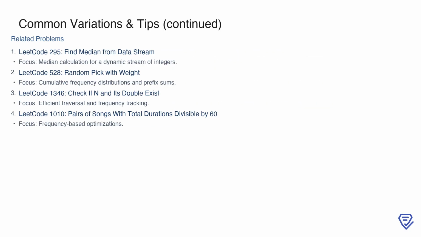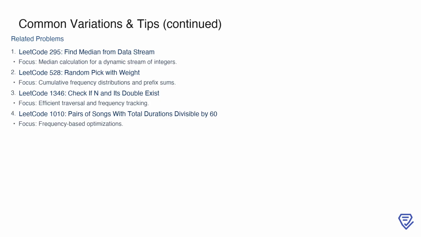There are also related problems that can help reinforce the concepts in this challenge. For example, LeetCode 295, Find Median from Data Stream, focuses on dynamically calculating the median as new integers are added, which directly builds on median-related logic. LeetCode 528, Random Pick with Weight, emphasizes cumulative frequency distributions and prefix sums, which are central to this problem.